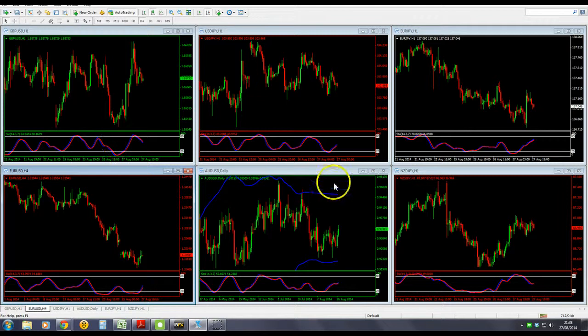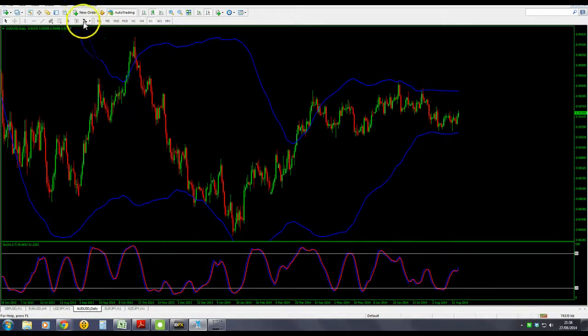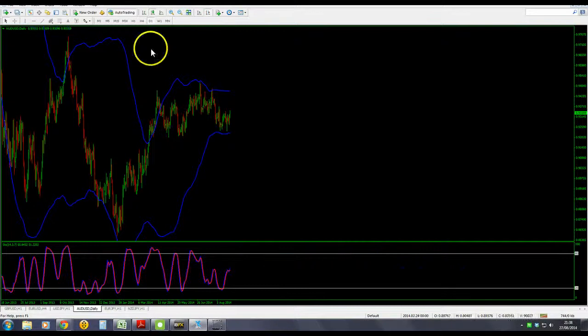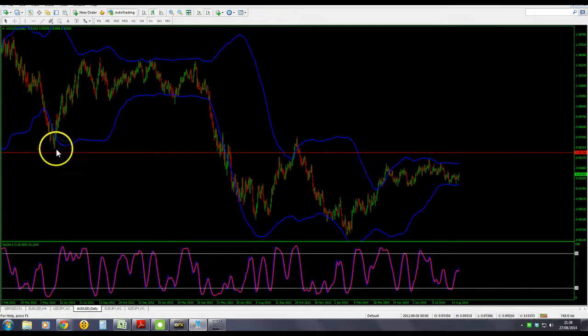Okay, let's get some charts. So first thing you want to do is zoom out, go into your higher time frame and pick out your most obvious points. You want to select your horizontal line there. Pick your tops and bottoms of moves.